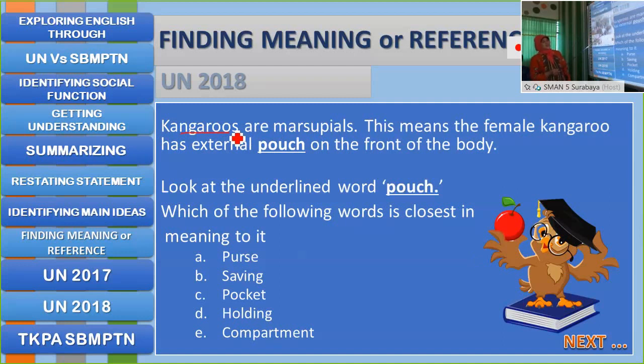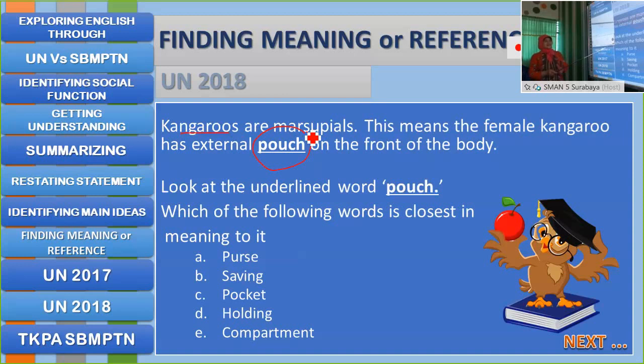This means the female kangaroo has an external pouch here on the front of the body. Even though we don't know the meaning of pouch, I think we can guess, because we already know kangaroo. We have our own description. We can describe what a kangaroo is like, yeah?